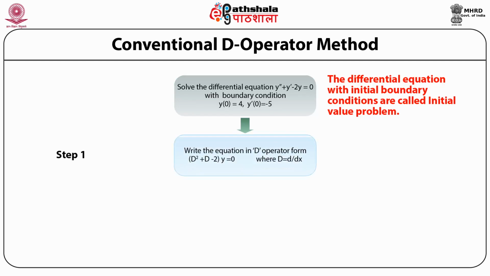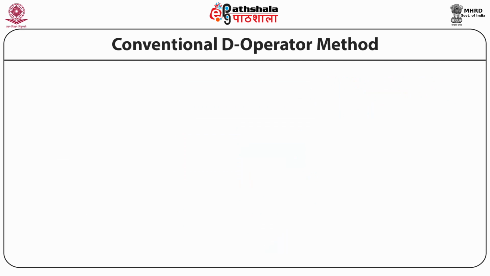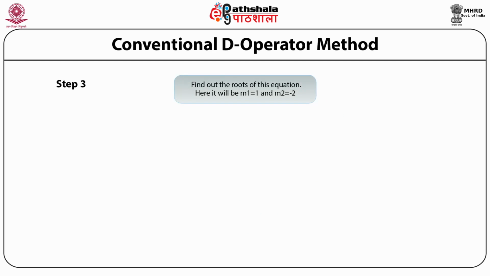We get d squared plus d minus 2 whole times y is equal to 0. Then what do we do second? We form the characteristic equation by substituting m in place of d. So we have m squared plus m minus 2 is equal to 0. Conventional D operator method, continuing from the previous slide. So the roots of the equation are m1 is equal to 1 and m2 is equal to minus 2.